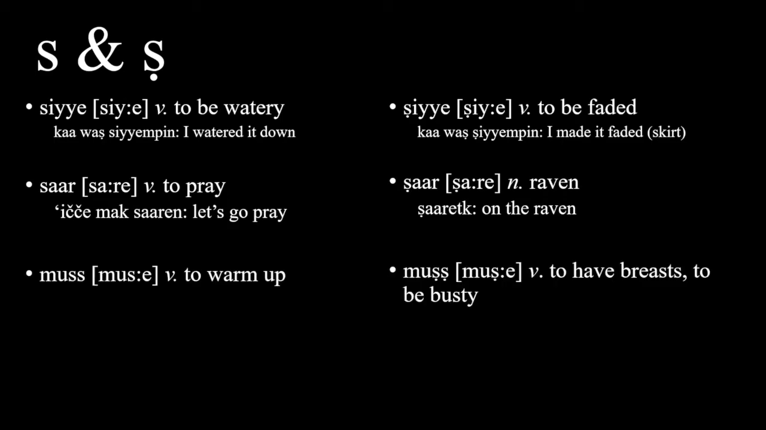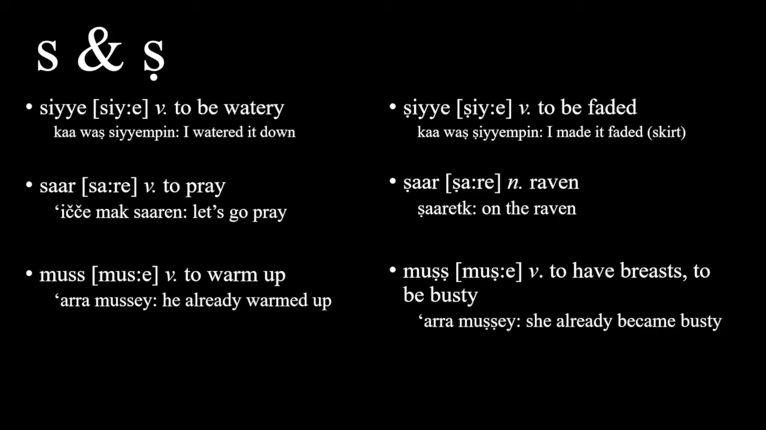Let's look at mus and mush. Mus means to warm up. Mush means like to have big boobs, basically. Or I guess to just have boobs. But let's see, arramusei means he already warmed up. Now if you want to say arramushei, it means she already grew breasts. She became busty. So arramushei.